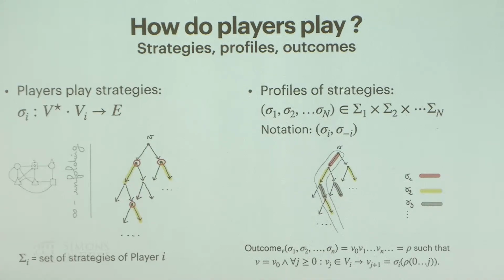And when I speak about a profile of strategies, it is simply one strategy for each of the n players. When you fix a strategy for each of the players, what you get at the end is the outcome associated to the profile of strategies. Okay, is it clear?